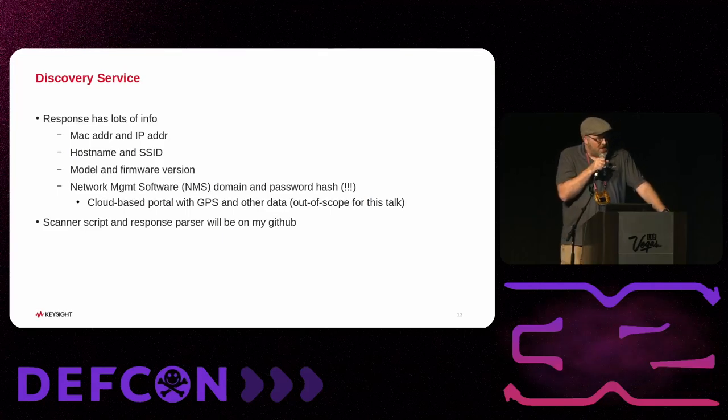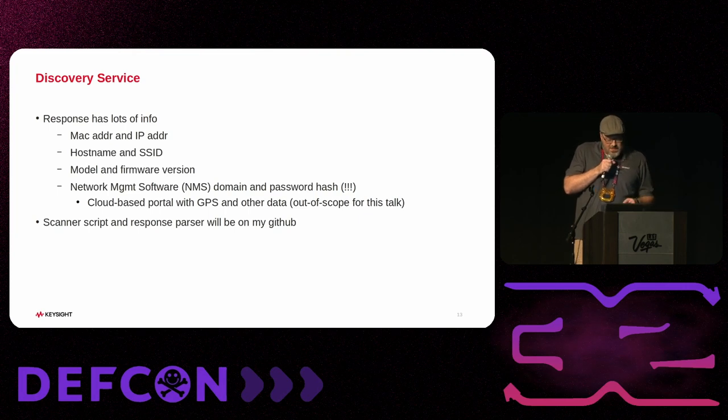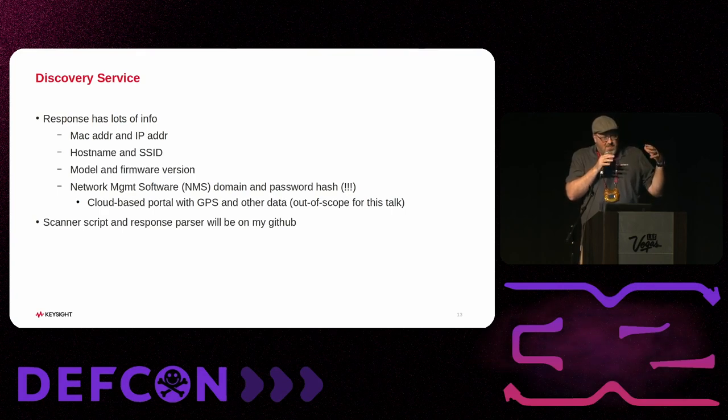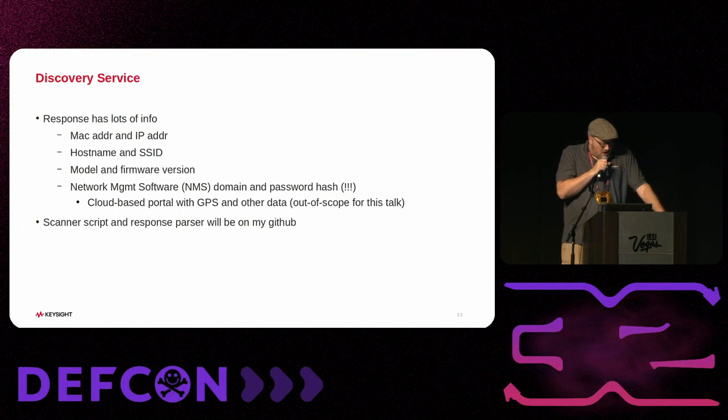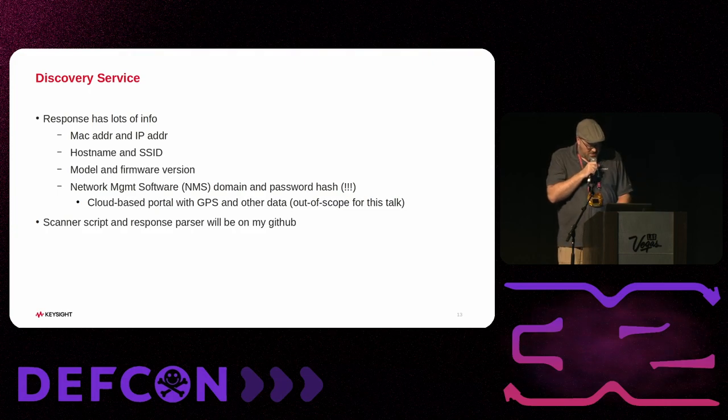Okay, so the discovery response contains a lot of useful info. It's got the MAC address and the IP address. It's also got the host name and the SSID for any wireless stuff. And then it has the model name and the firmware version. And then it's got this thing called NMS. That's the network management software. It's their cloud-based thing where you can register all of your devices and track the GPS location of all of them. It's got the domain and password hash, but I'm not going to be talking about NMS today because that's not part of this talk. Okay, and I wrote a scanner and response parser, and I'll put it up on my GitHub, which I'll link to later.